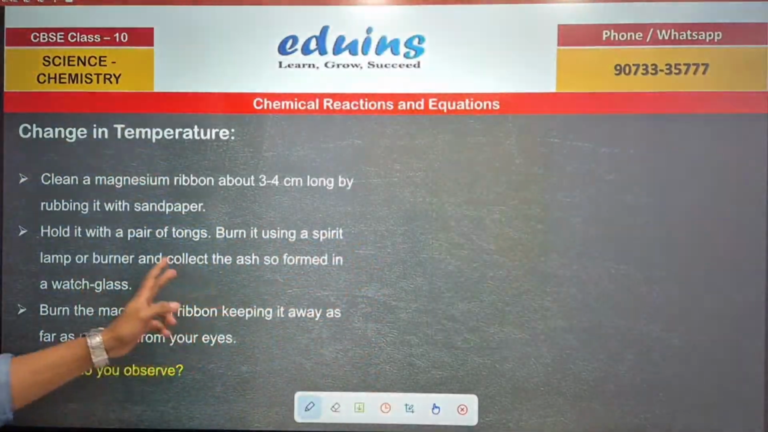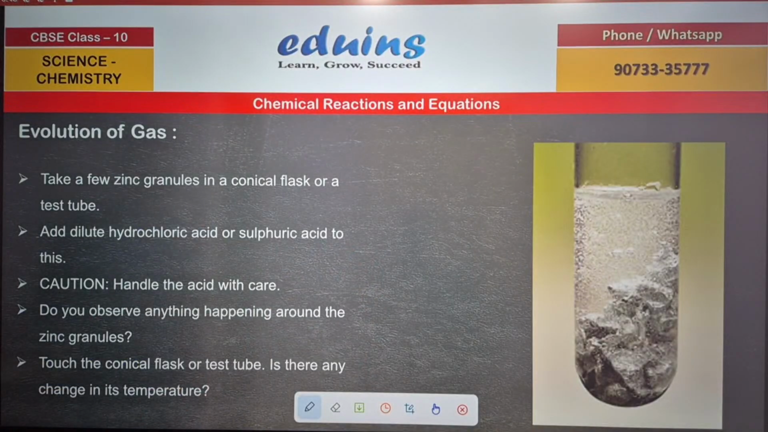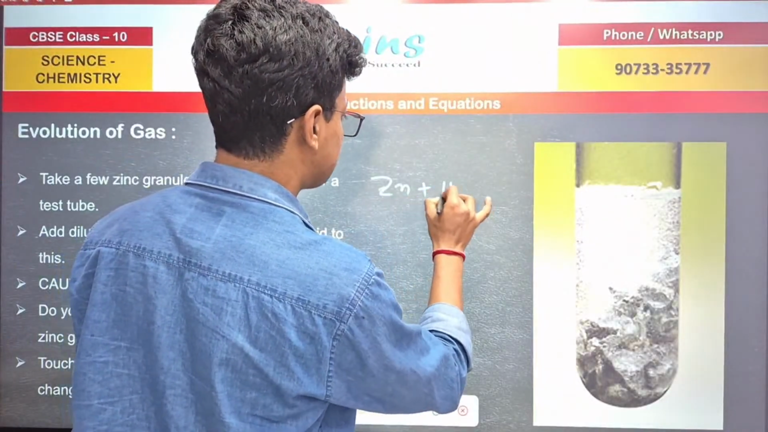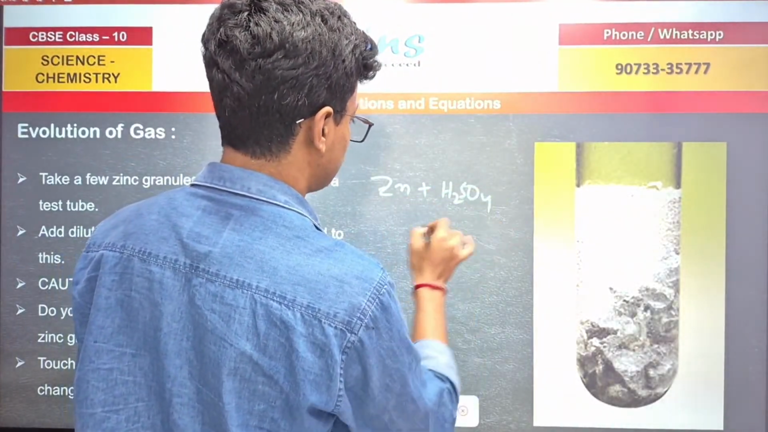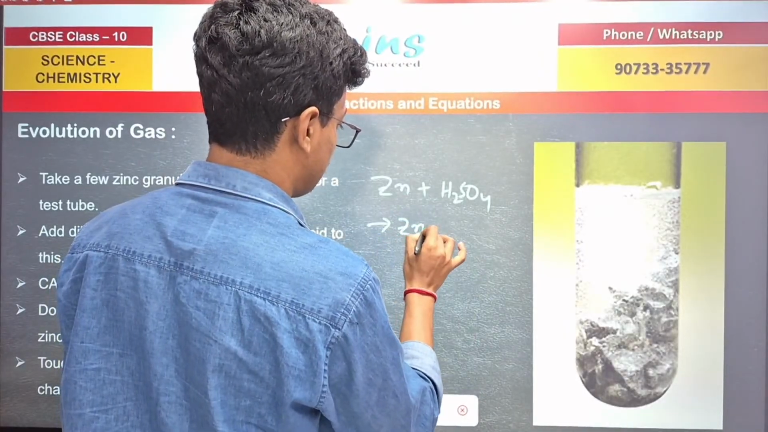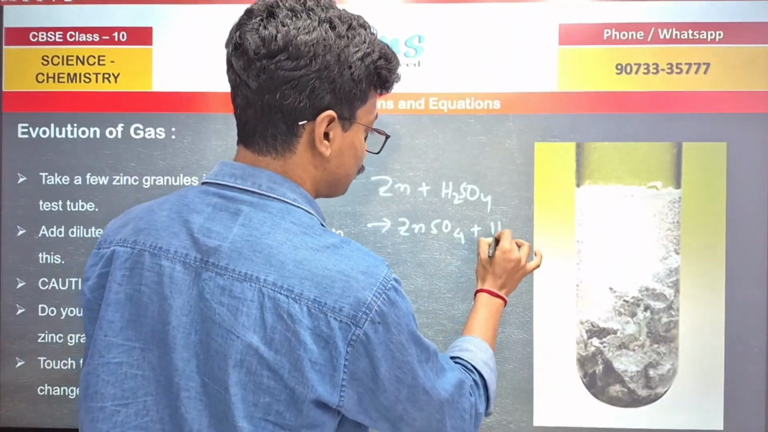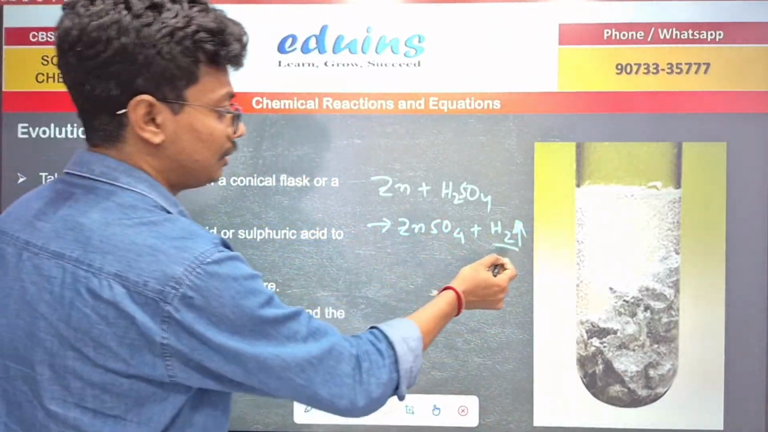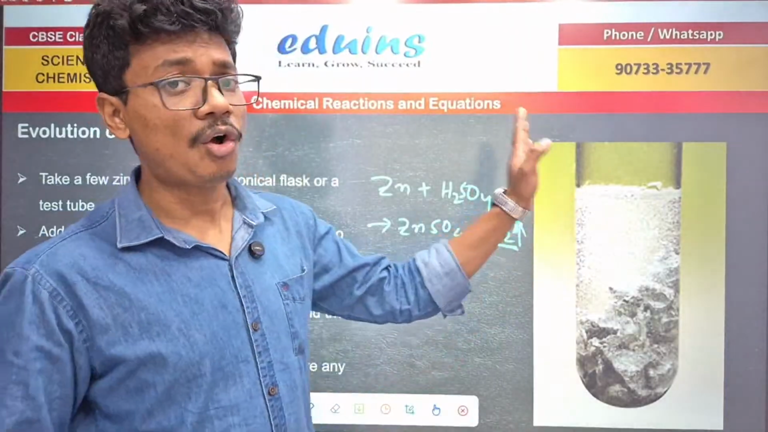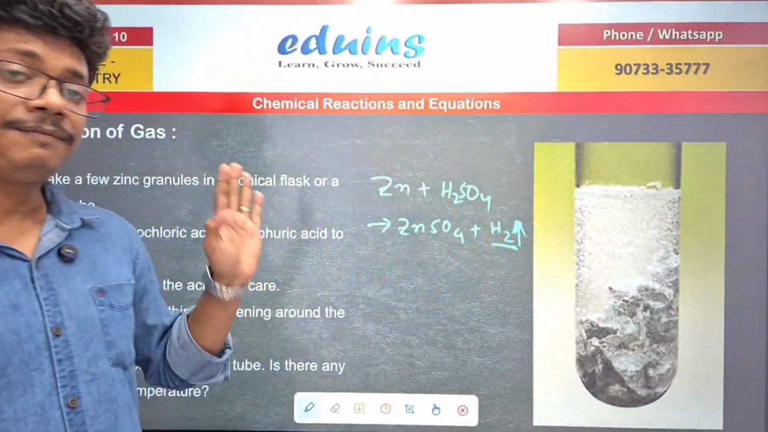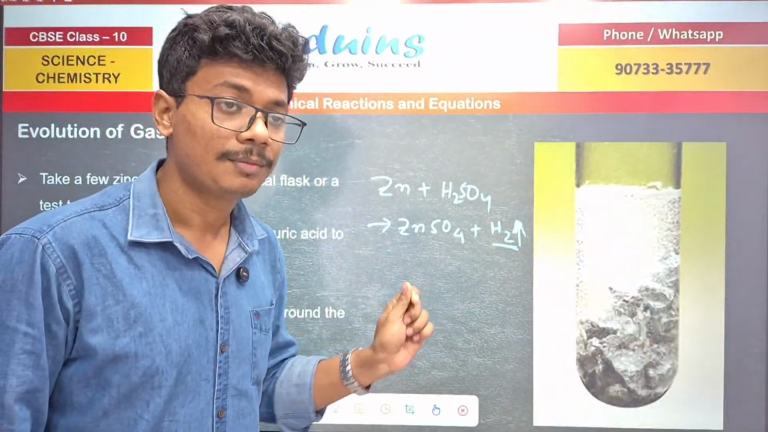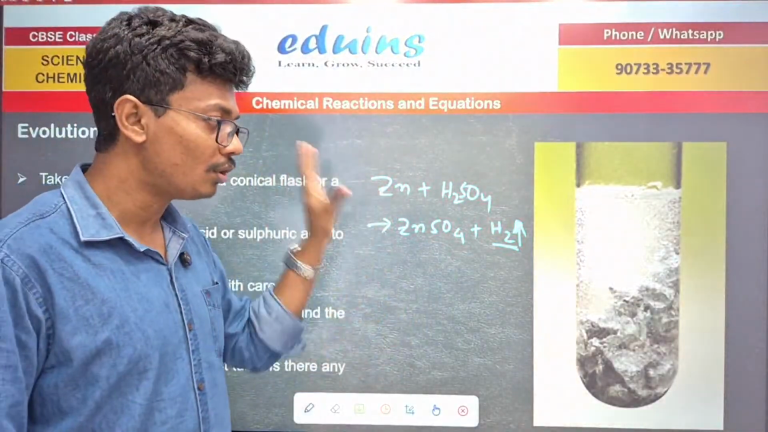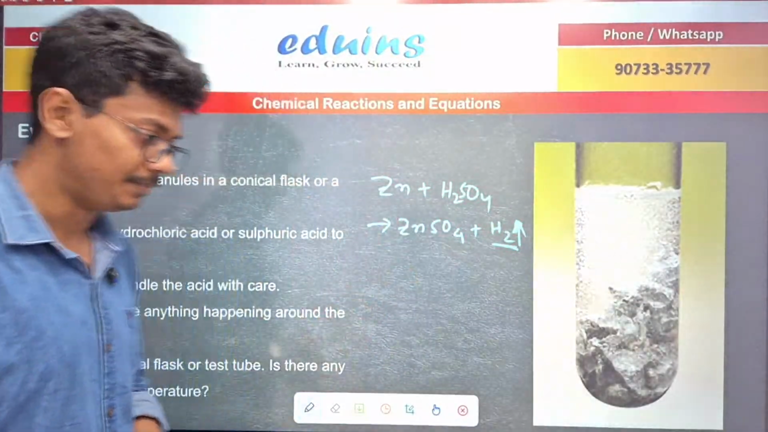In case of the previous reaction, that is the formation of gas, zinc plus H2SO4 will form ZnSO4 plus H2. We will observe the gas bubbles of hydrogen formed. If we touch the conical flask or the test tube, we'll feel the heat, because this is also an exothermic reaction. This is also an exothermic reaction. Okay.